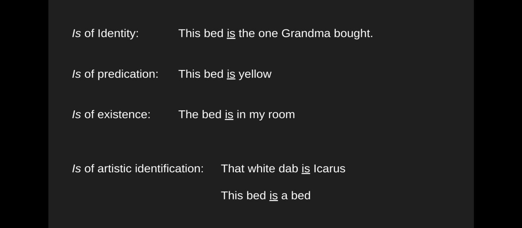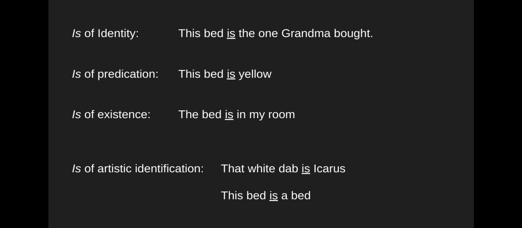When I say the bed is in my room, I'm saying the bed exists, and the place it exists is in my room. For example, when I say that Donald Trump is, I'm saying Donald Trump exists, right? There's this claim I'm making about his existence. So we've got these three clear different meanings of the word "is."